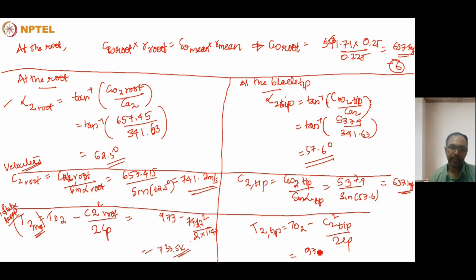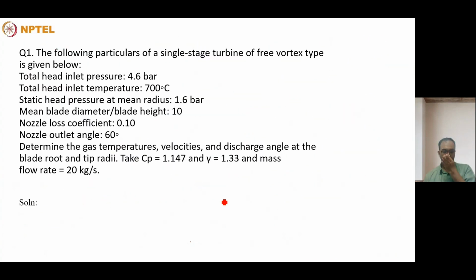Similarly, here it will be 973 minus C2 square, 637.1 square divided by 2 into 1147. It will be coming around 796 Kelvin. So we have calculated the static temperature, velocity, as well as the discharge angle at the nozzle exit or the inlet to the blade. So this was the problem which we have attended. In this problem, we have to calculate the gas temperatures, the velocity, and the discharge angle at the blade root and the tip radii.